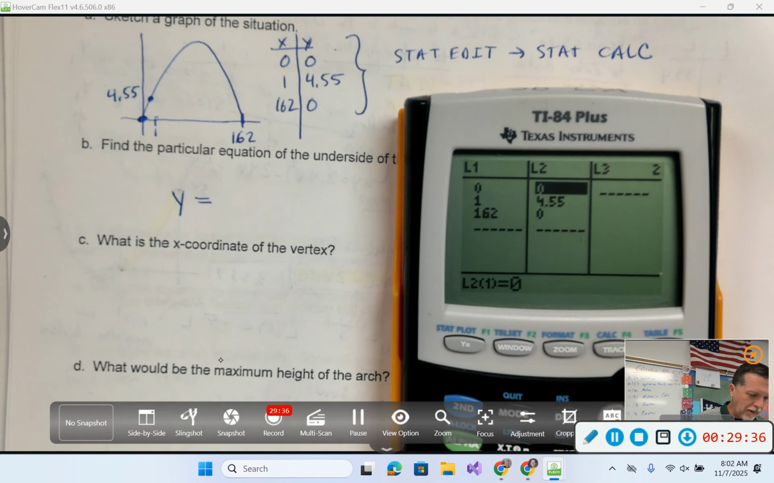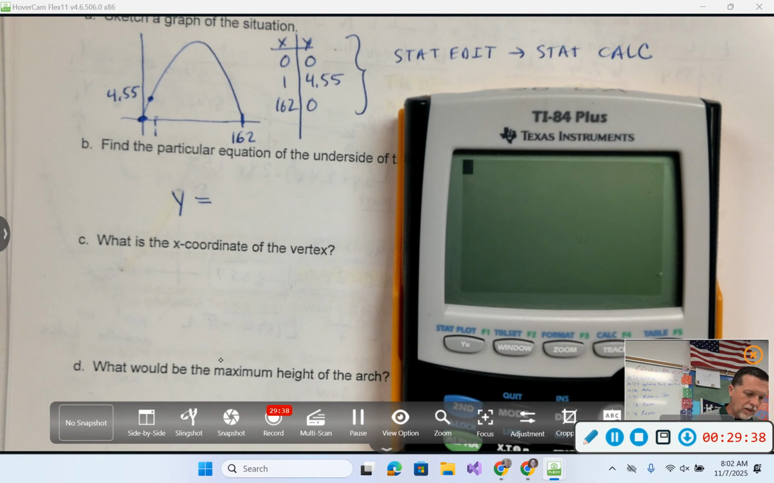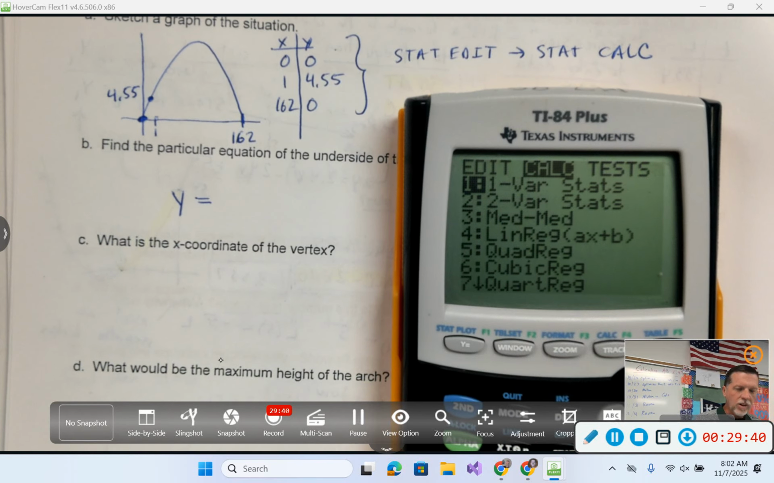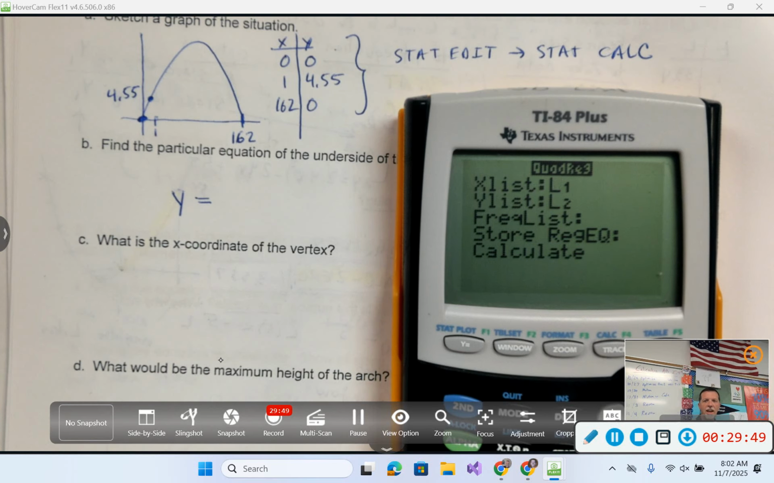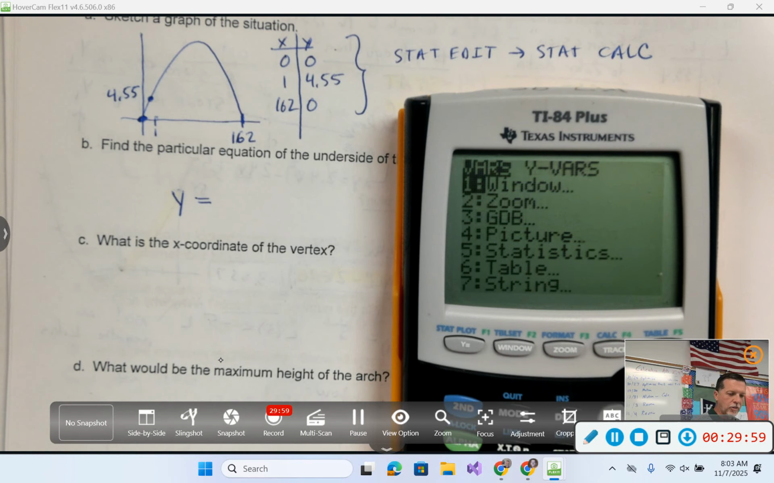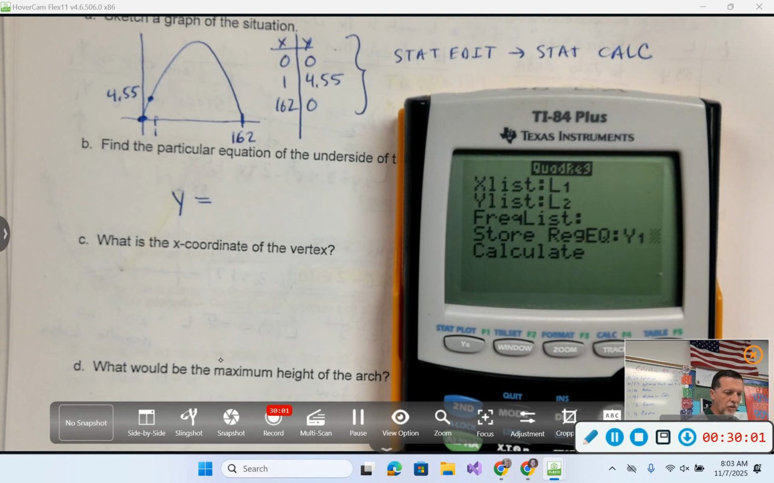Max caught my error. Second quit. And then stat calc. And I'm trying to fit a parabola. So that would be a quadratic regression. And I want to do the shortcut thing so that I don't have to type in all those numbers. So I want to store the equation in y1. Again, you don't have to do this step, but it saves you a little bit.